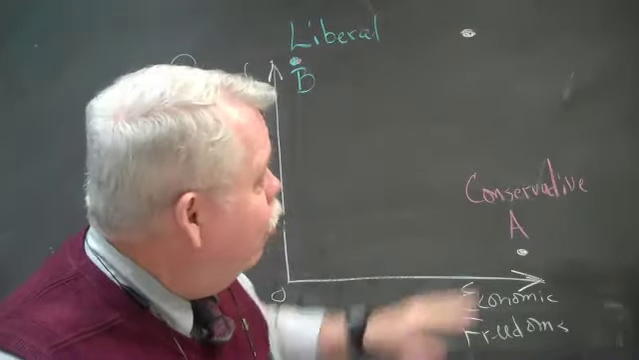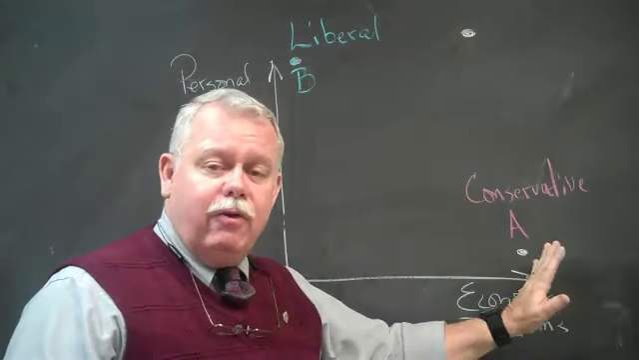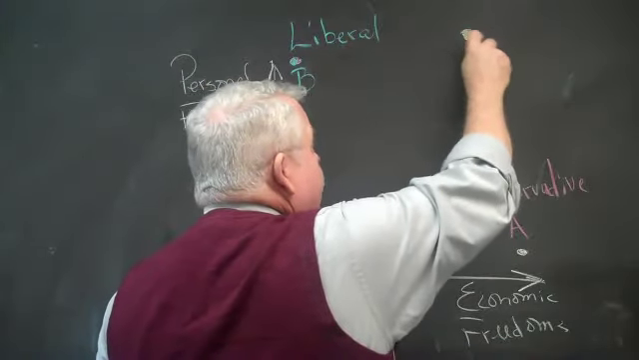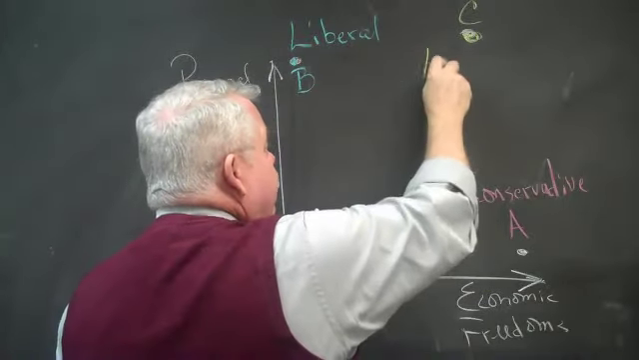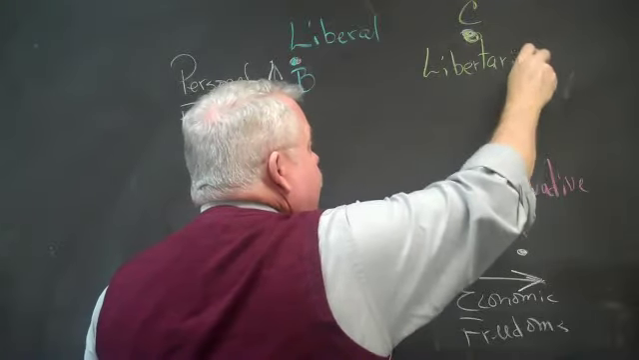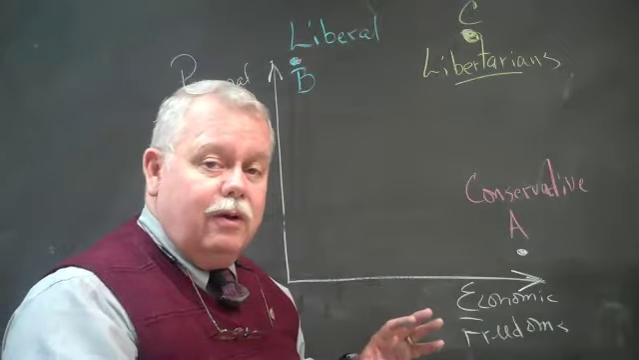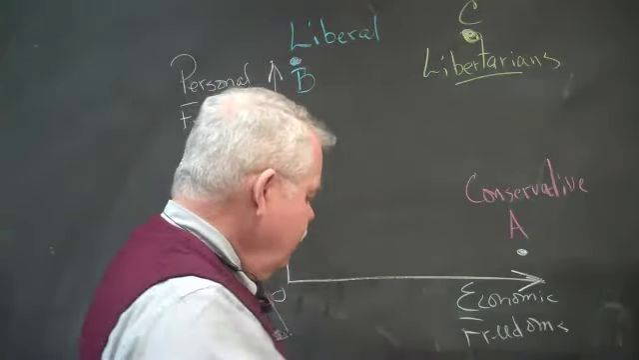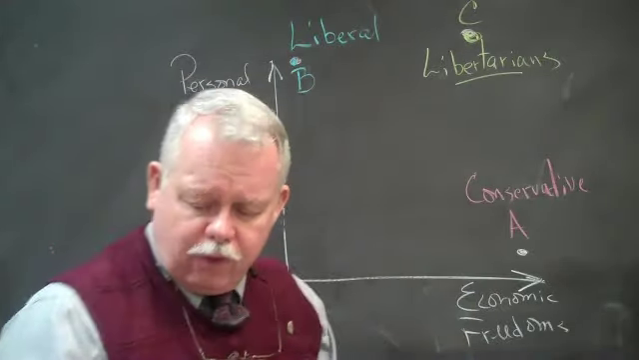Let's take the other point way out here. This would be a person who advocates maximum economic freedoms and maximum personal freedoms taken to an extreme. They would locate somewhere out here, position C, and we will call them libertarians. They're not wanting to see restrictions on their freedoms of any type to the maximum or reasonable extent possible. So this identifies three different belief groups, if you will, philosophical positions.